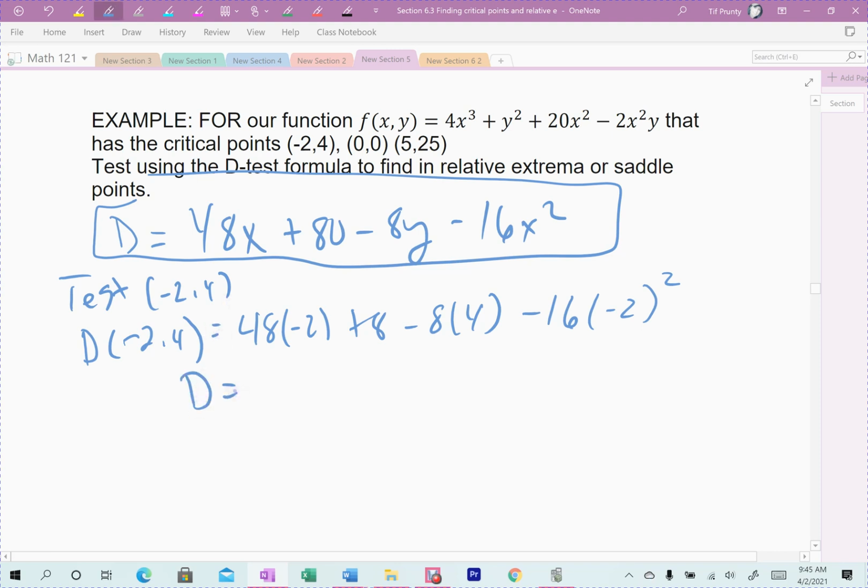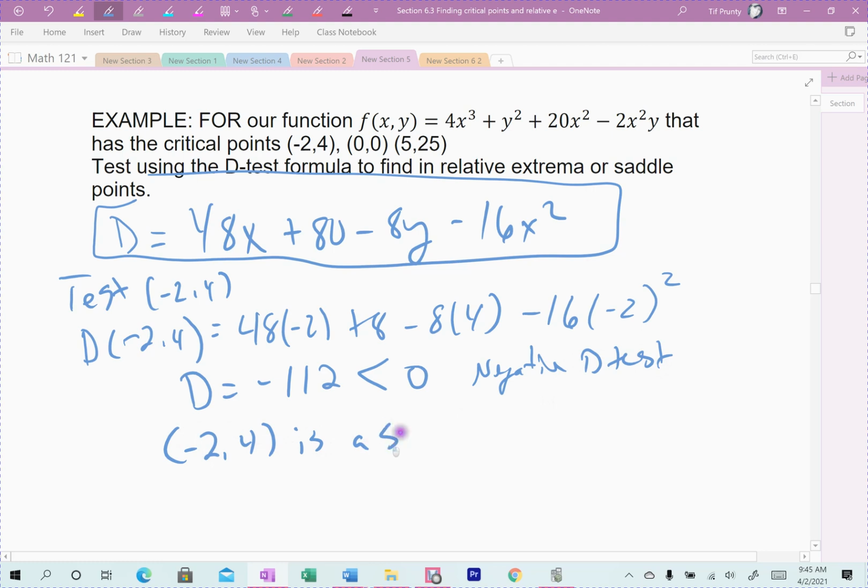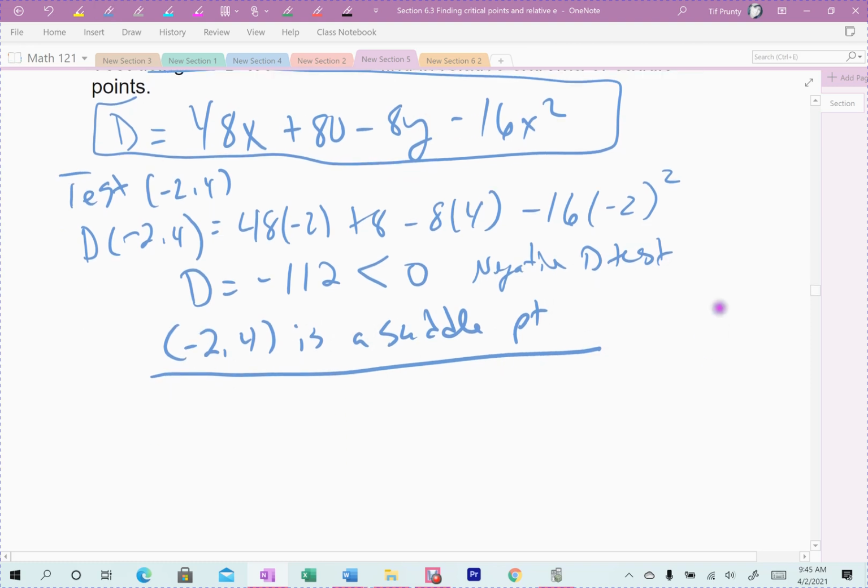Alright, well, what does it come out to be? It actually comes out negative 112. Well, that means it's less than 0, and that tells me I've got conflicting concavities. And so I'm done. I don't have to do any more work. The test came out negative, which tells me the negative 2, 4 is a saddle point, which means it's a critical point but not an extreme. It's not a max nor a min. So negative 2, 4 was a saddle point.